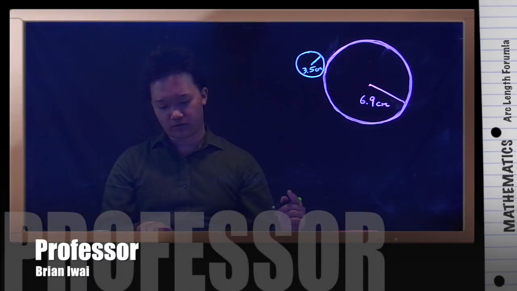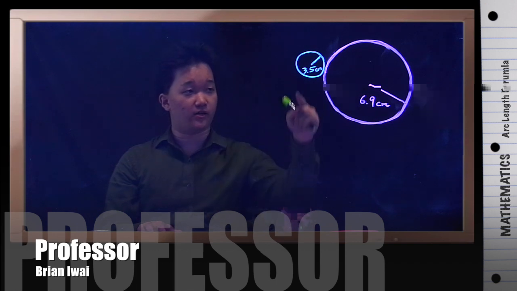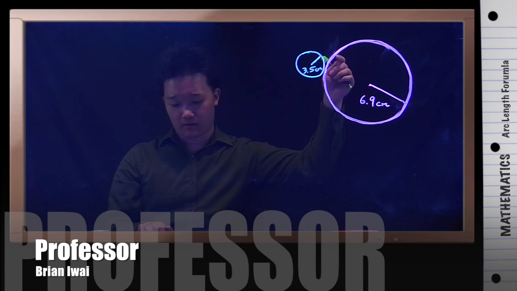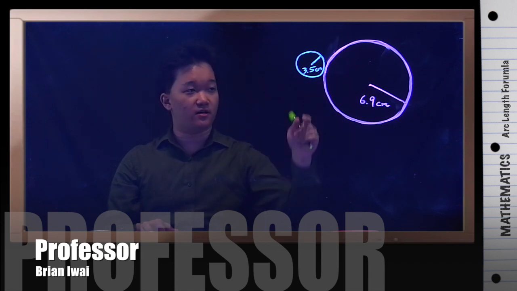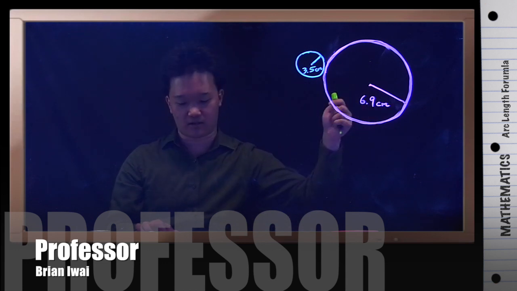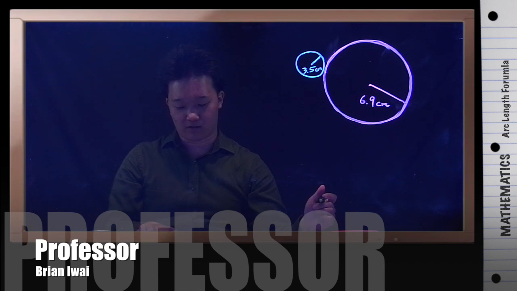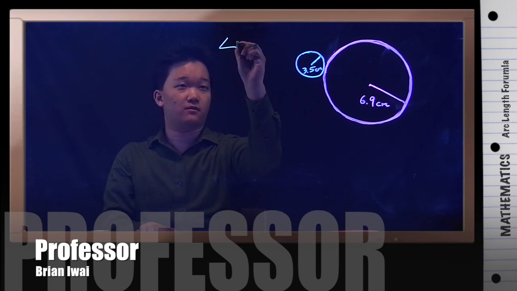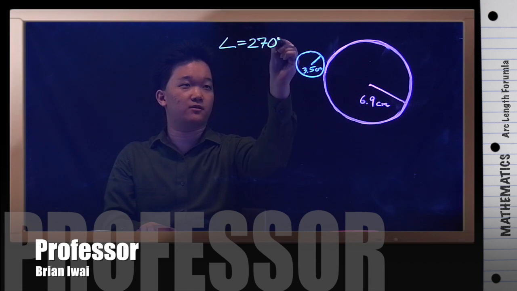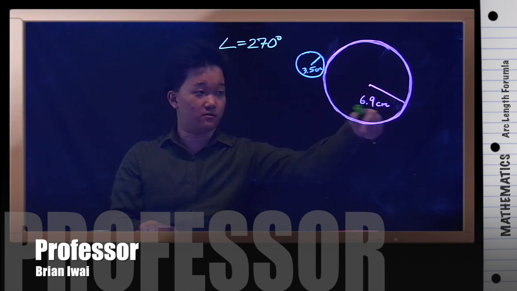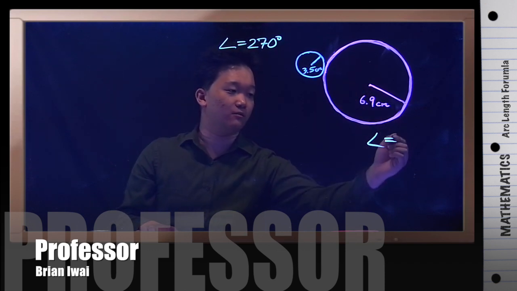In this problem, we have two gears that are adjusted so that the smaller gear, the one in blue, drives the larger one, the one in pink. The smaller gear has a radius of 3.5 centimeters and the larger gear has a radius of 6.9 centimeters. If the smaller gear rotates through an angle of 270 degrees, through how many degrees will the larger gear rotate? So what is the angle that the larger gear is going to rotate?